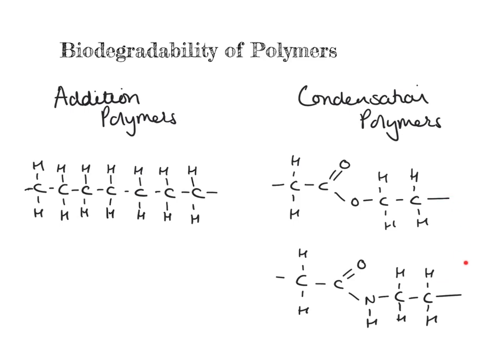And we've got your two different types of condensation polymers. So this one is a polyester made from a carboxylic acid and an alcohol, or a dicarboxylic acid and a diol. And this one is a polyamide, which could be made from an amino acid, or it could be from a dicarboxylic acid and a diamine. So these are your two different types, and they have different biodegradability.